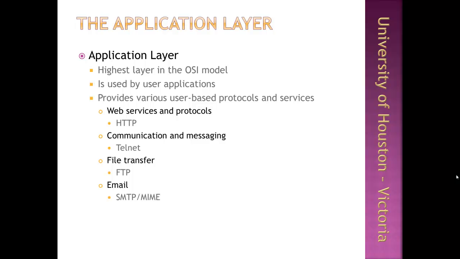The application layer is the highest layer in this OSI architecture. It can be used by your user applications, for example, Telnet, FTP, HTTP, SMTP, or MIME, M-I-M-E. And this layer is basically in charge of making sure that whatever data and connection you have, on the highest level to the user, they can use their programs to deal with it.